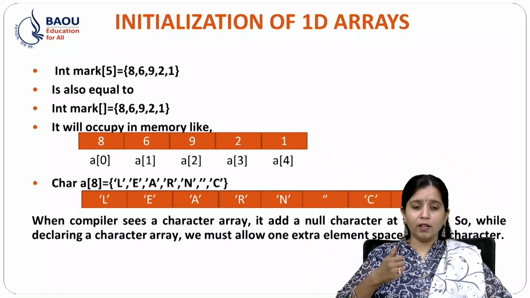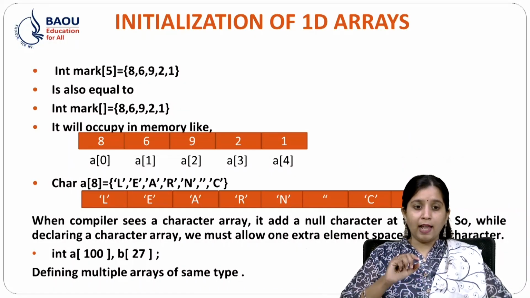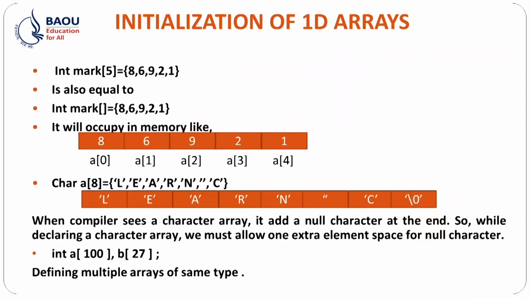We have also included another example, like int A[100], B[27]. Whenever we want to define multiple arrays of the same type, we use this type of syntax. Likewise, with variables, when we initialized variables at first, what we did was int i, j, with a comma operator. So let's see this in detail.